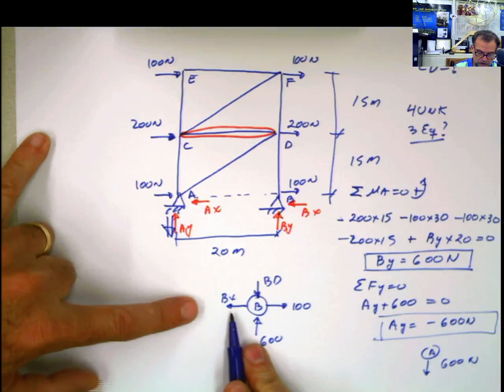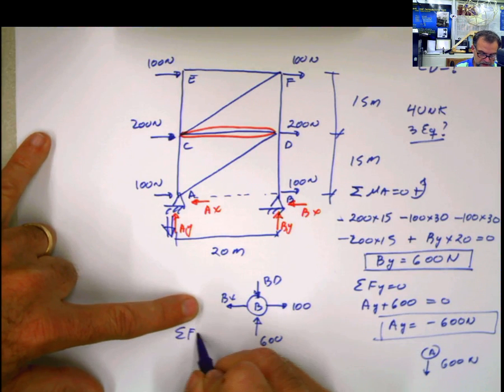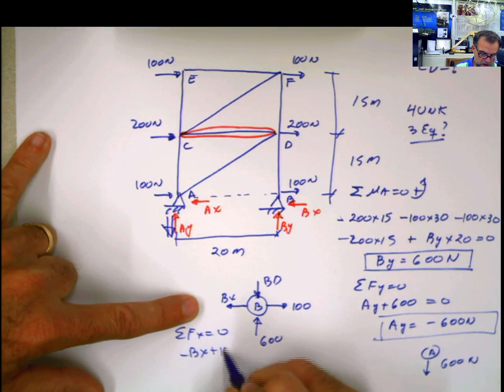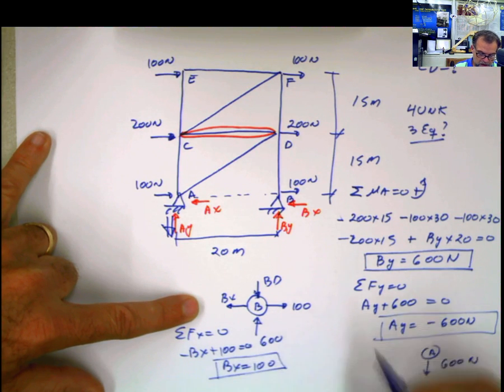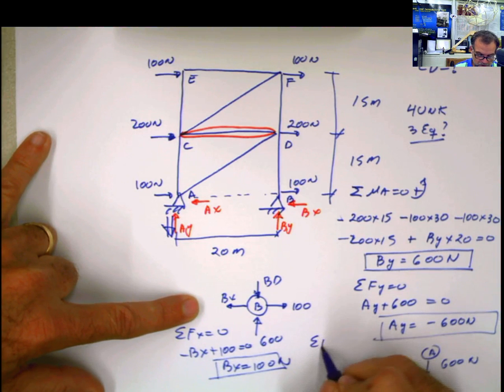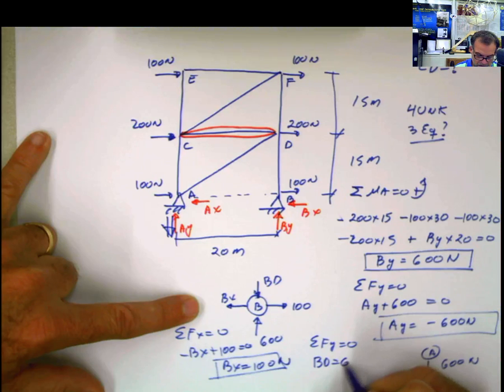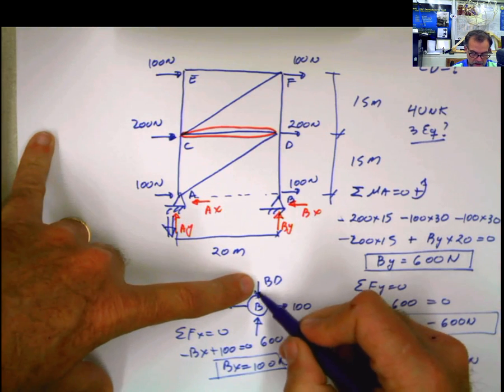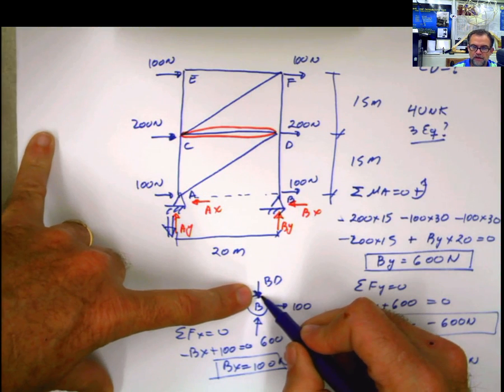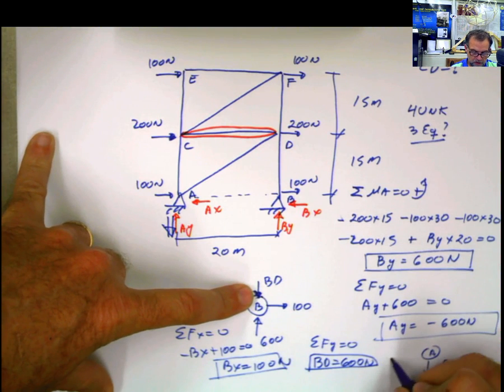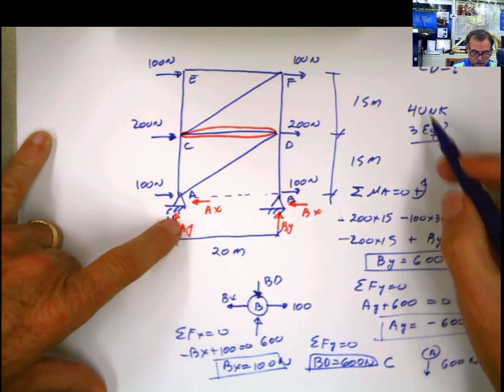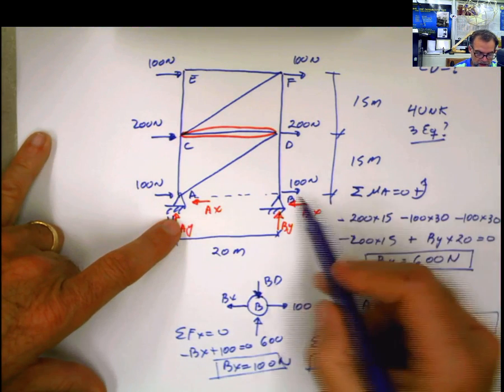Now I can do it, because I can say summation of forces in X equals 0, and I can solve: Bx plus 100 equals 0, and Bx equals 100 Newton, of course. And summation of forces in Y equals 0, and then I get that BD equals 600 Newton. I like to put the direction immediately here. Remember, whenever the force enters the joint it is in compression, so I'm going to put a compression there. But you see all the work that we just did here for calculating those reactions.